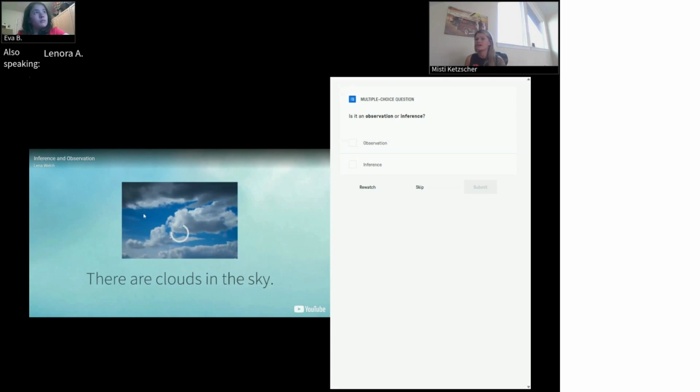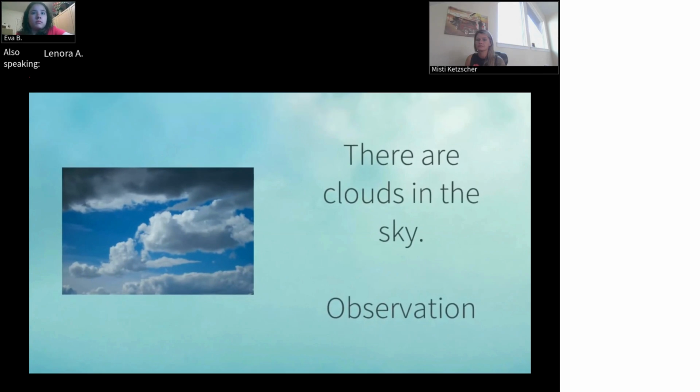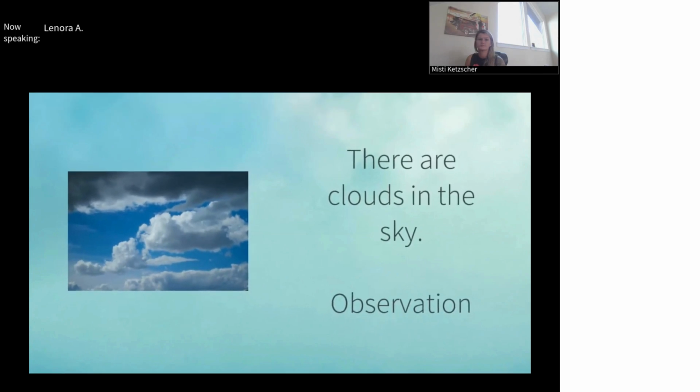There are clouds in the sky. Can we see that there are clouds in the sky in this? We sure can. Absolutely. Great job, you guys. You guys are doing so good with this. This is an observation. We can see that there are clouds in the sky.